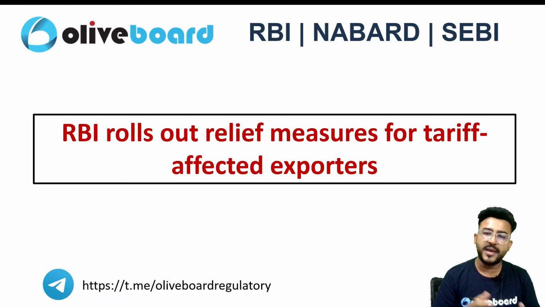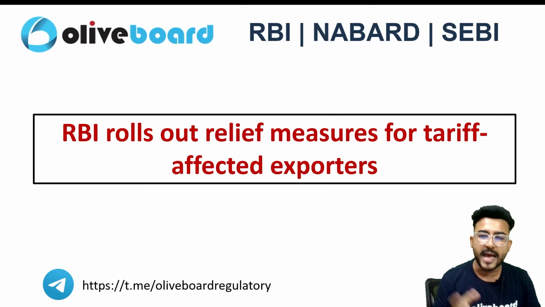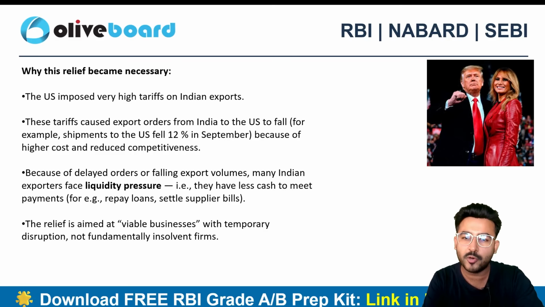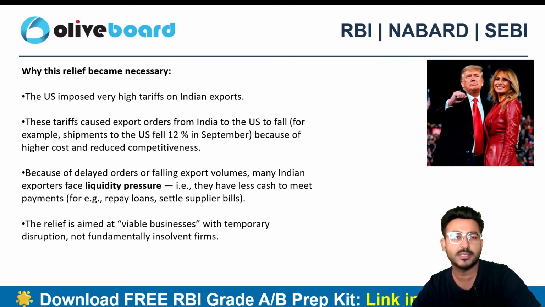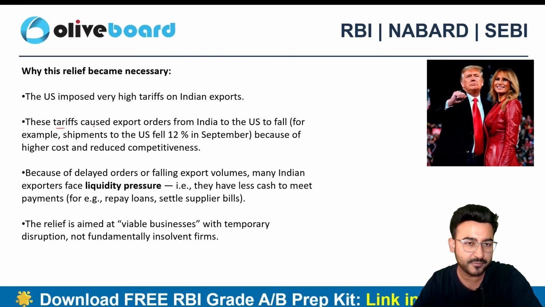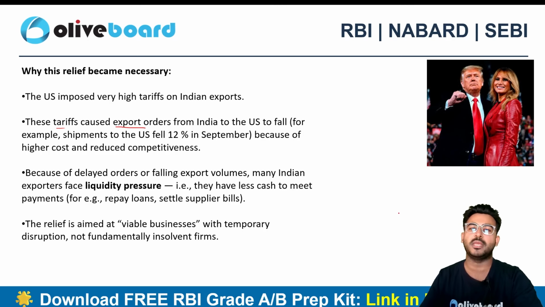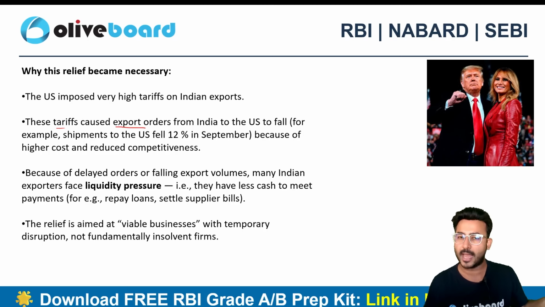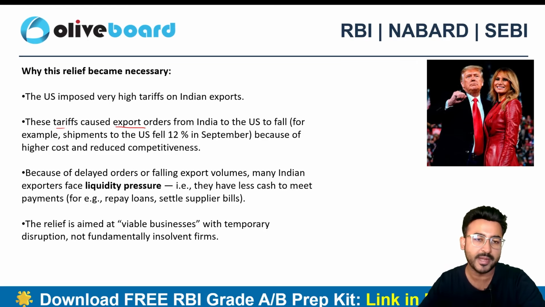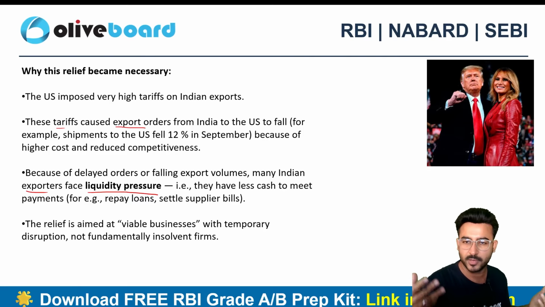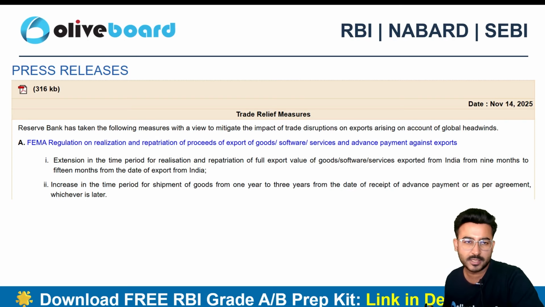Then the next one is RBI rolls out relief measures for tariff affected exporters. We all know that India is struggling as of now because of the high tariffs. Why? Because the US has imposed quite a high tariff on Indian exporters. So these tariffs are now causing export orders from India to the US to decline, and that's why RBI has intervened in this particular process, and they have provided a liquidity boost to those exporters who are actually facing liquidity pressure, right? So let's discuss the same.